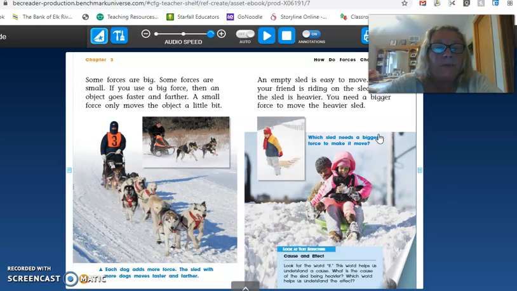So, what I want you to do today is think about this text. Think about the pictures. And I want you to give your opinion about something in this informational text. Talk with your mom or your dad about something, a picture or something in here that caught your eye, and give your opinion about it, your idea about that picture.